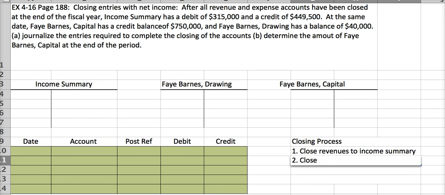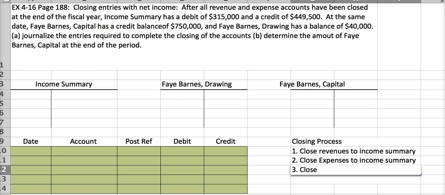Then we will close expenses to income summary. So we'll do the same method. This time an expense has a normal debit balance, so to get rid of that, we will credit it. The other side will then be a debit to income summary.